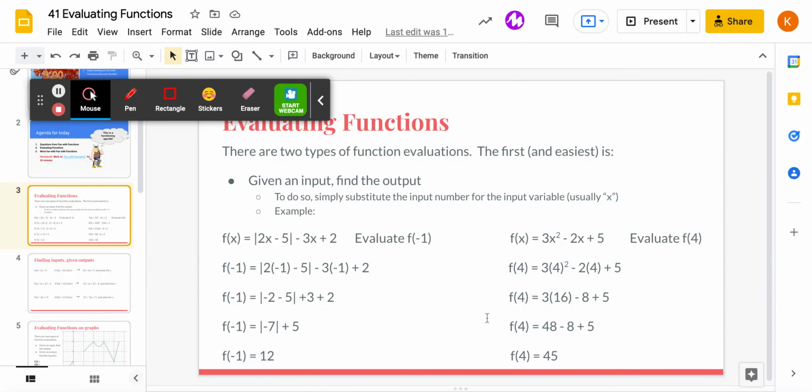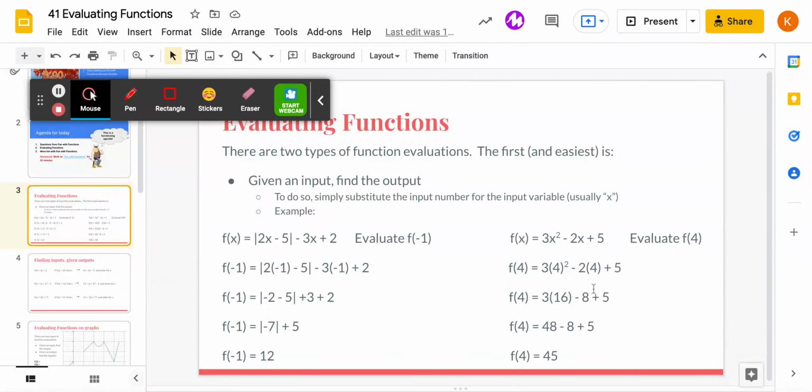All right, let's try the second one. We have another expression over here. I want to evaluate it for f of 4. That means the input is 4, so wherever there's an x, I substitute 4 for that value. You can see I did that in the second line. I plugged in 4 for x, and now I just have to evaluate it.